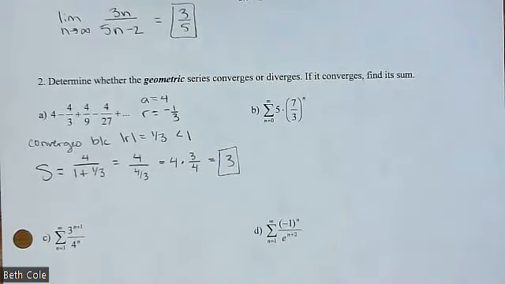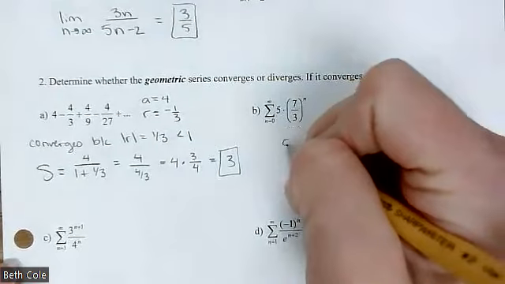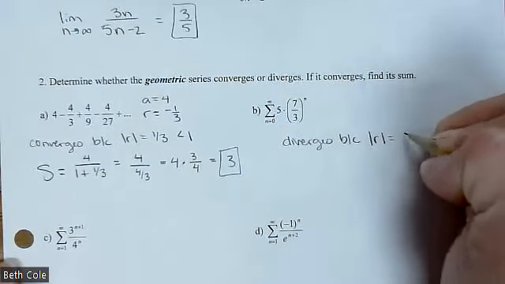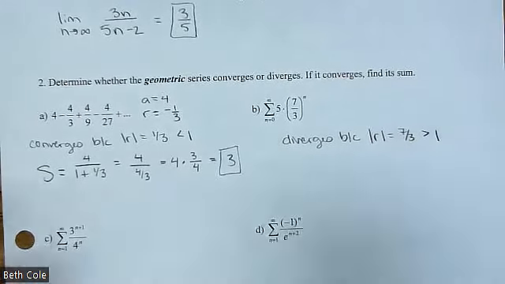Converges or diverges? Diverges. So we would say diverges because the absolute value of R is 7/3, and that's bigger than 1. And then you don't have to do the problem because it's not going to work. It's just done. We don't have to actually get an answer.